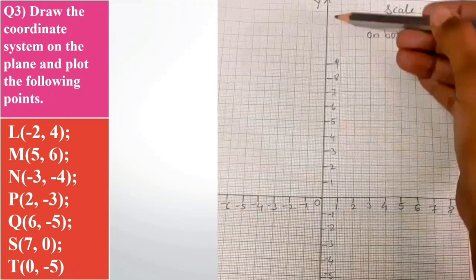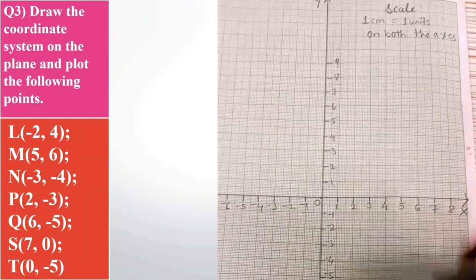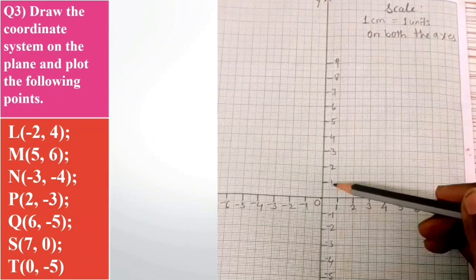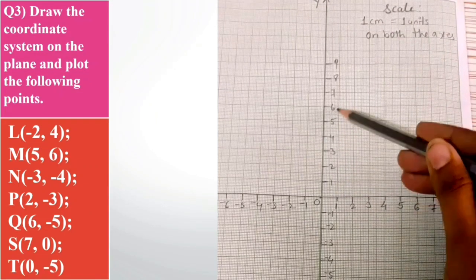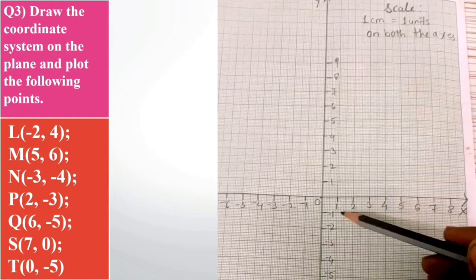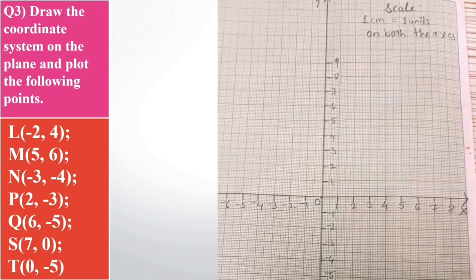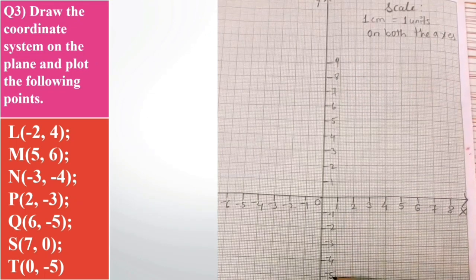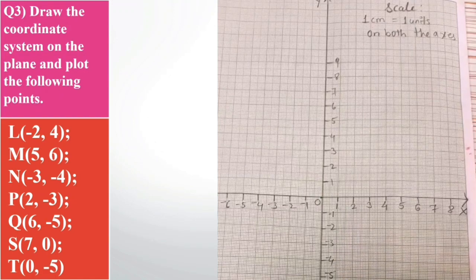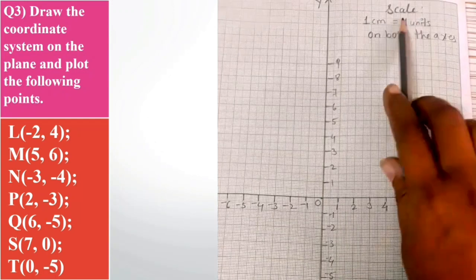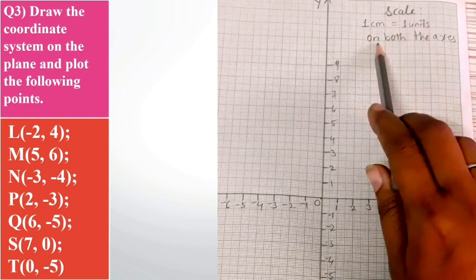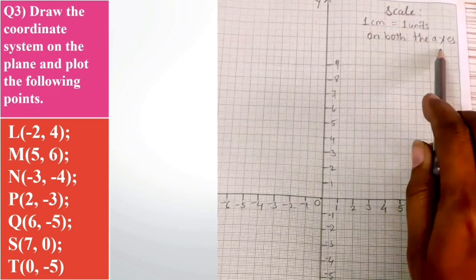In the same way, the vertical line is called the y-axis. So here we will write positive numbers 1, 2, 3, 4, 5, 6, 7, 8, 9, and the numbers below are negative. -1, -2, -3, -4, -5, -6, -7, -8, -9. For the scale you will write 1 centimeter equal to 1 unit on both the axes.